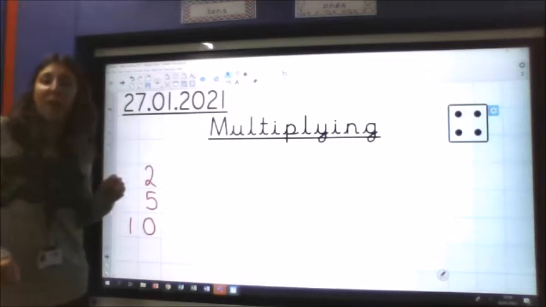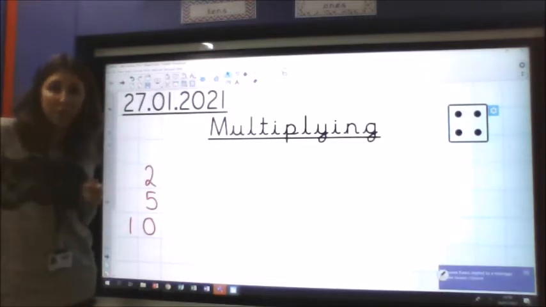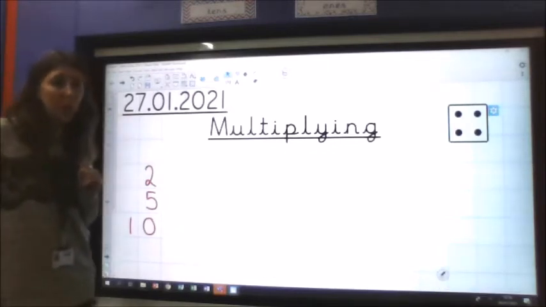2, 4, 6, 8, 10, 12, 14, 16, 18, 20, 22, 24, and we'll stop right there. We'll stop when we get to 24 because that would be 12 times 2, wouldn't it? And that's when we're thinking about times tables, all we would really go up to.